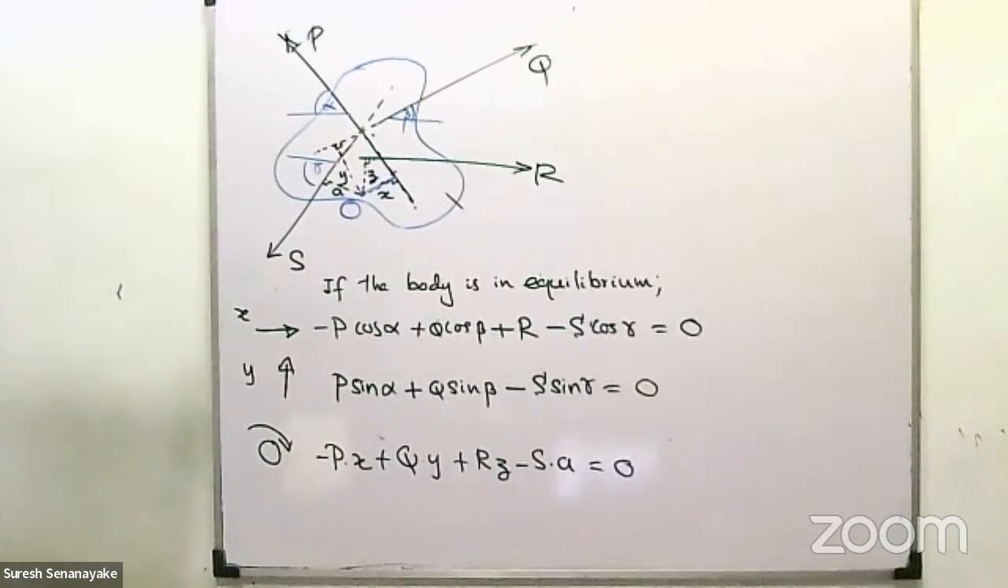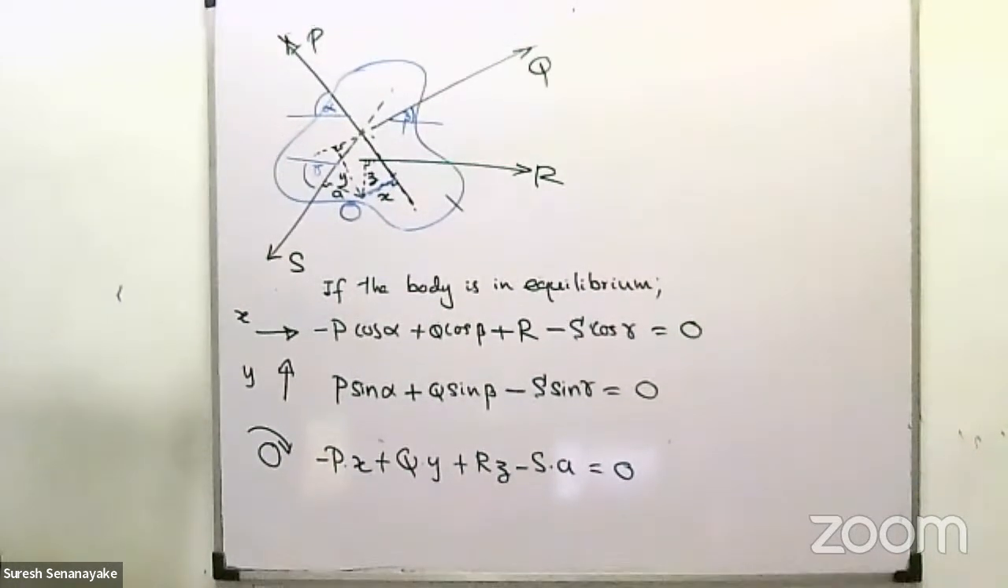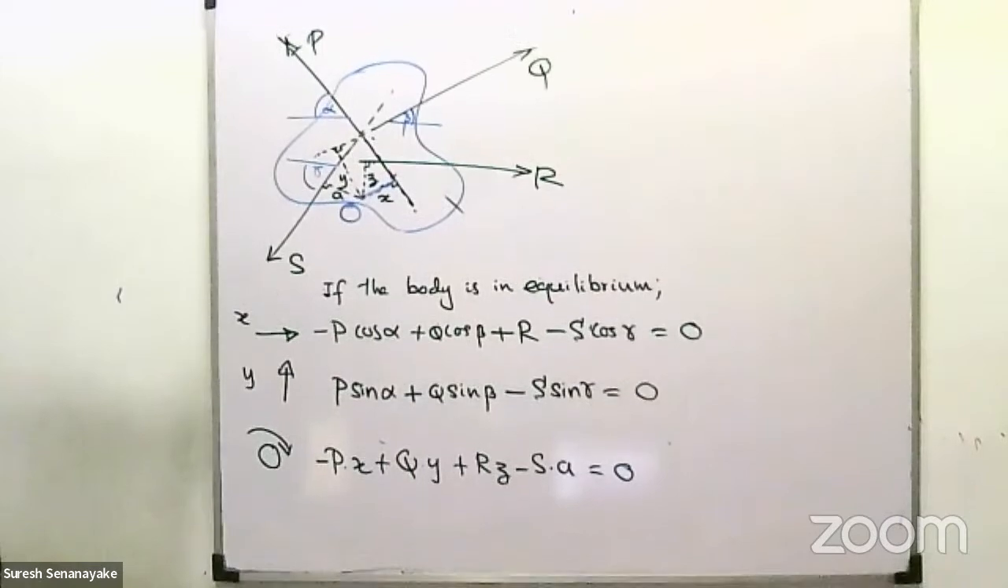Then write there: when a body is in equilibrium, the total clockwise moment about a point equals the total anti-clockwise moment about the same point.